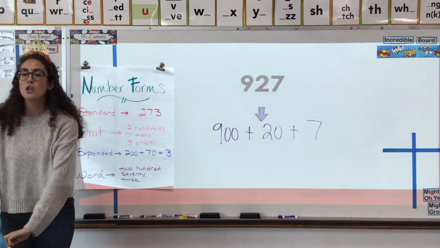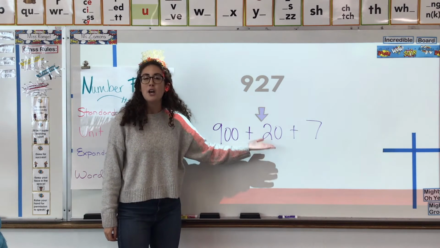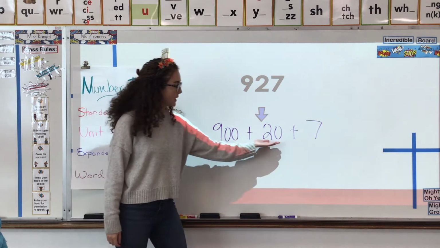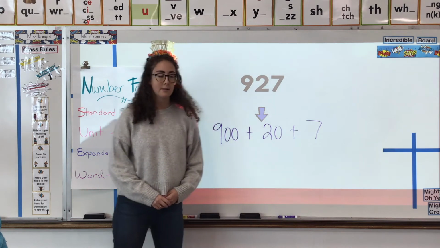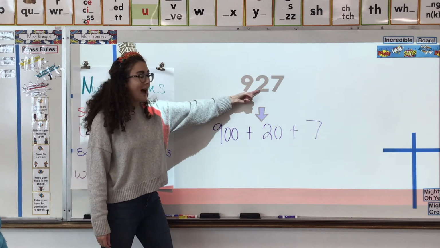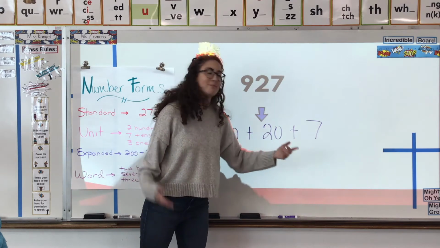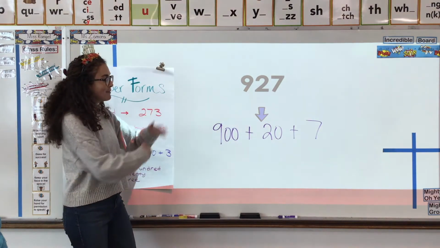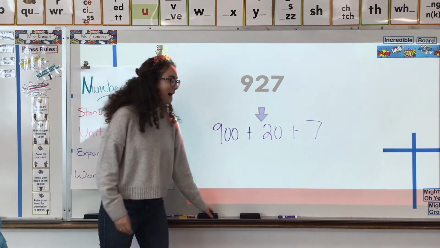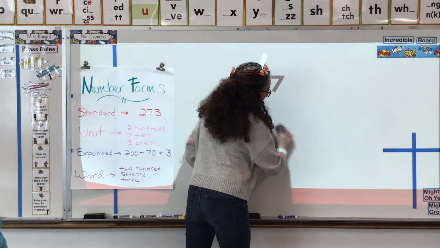Okay, how did we do? Showing the value of each digit. So, I want you to check your work. Do you have the same expanded form as me? 900 plus 20 plus 7. So our 9's value was 900. The value of the digit 2 was 20. And the value of the digit 7 was 7. So we were able to write this number in expanded form. Good job, Super Scholars. Okay, it's time to reset. Get a nice clean board, reset.